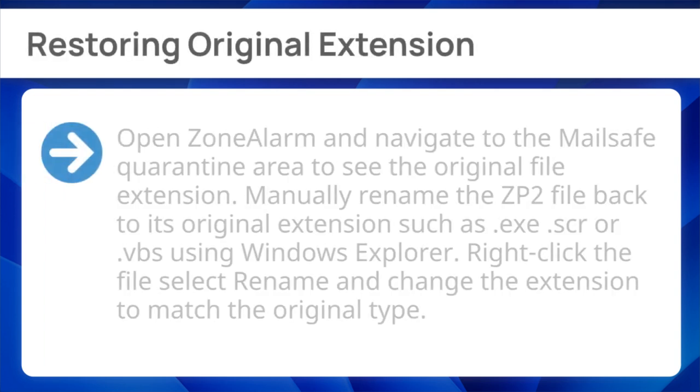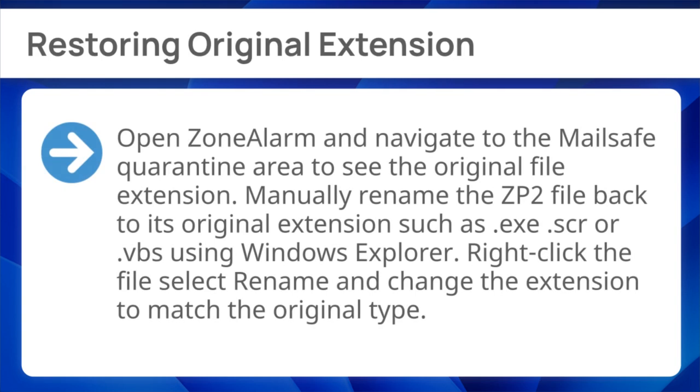Next, restoring the original extension. Open ZoneAlarm and navigate to the Mailsafe quarantine area to see the original file extension. Manually rename the ZP2 file back to its original extension, such as .exe, .scr, or .vbs using Windows Explorer. Right-click the file, select Rename, and change the extension to match the original type.